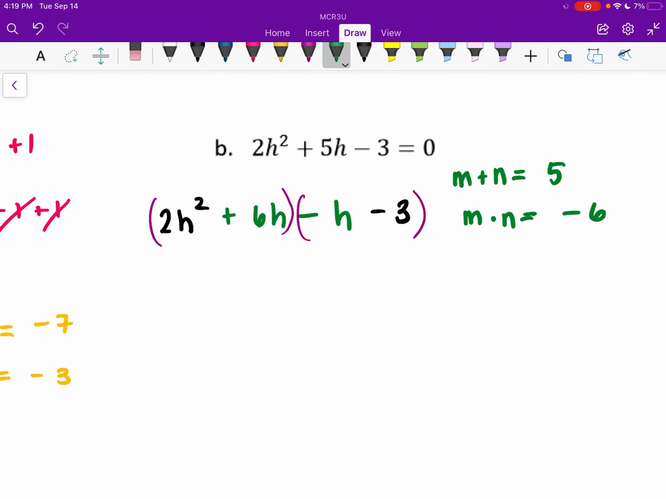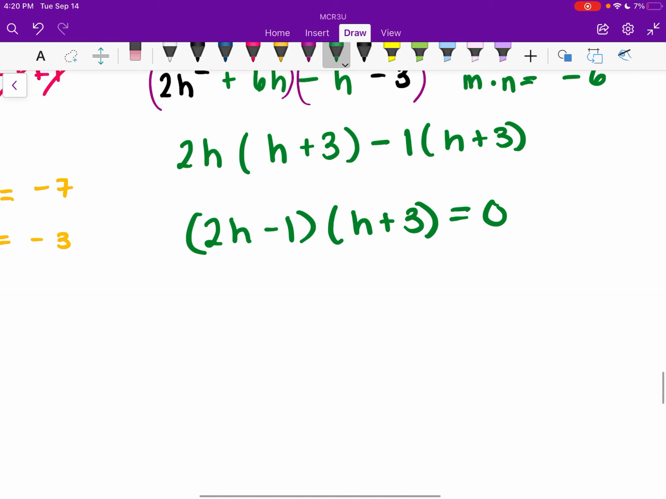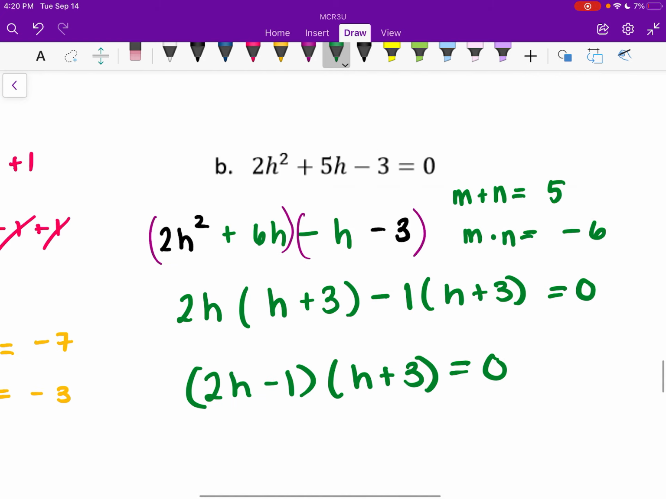So I'm just going to pull out here the 2h squared plus 6h. I can actually pull out 2h. So I'm left with h plus 3. And here I can pull out the negative 1. So negative 1. You can leave the negative 1 as it is, or you can just get rid of it. Doesn't matter. And then you're left with h plus 3. Right? So now I'm left with 2h minus 1, because that negative 1 is there. That's why I like to write it there, plus 3. Right? You factored it. It's all equal to 0. Make sure you always make them equal to 0. That's good form.